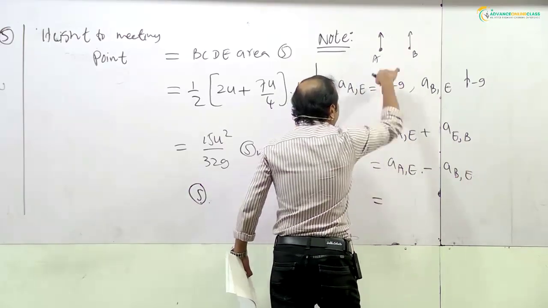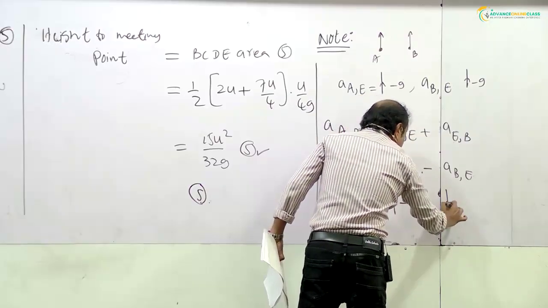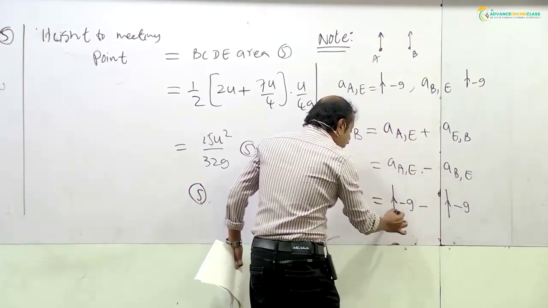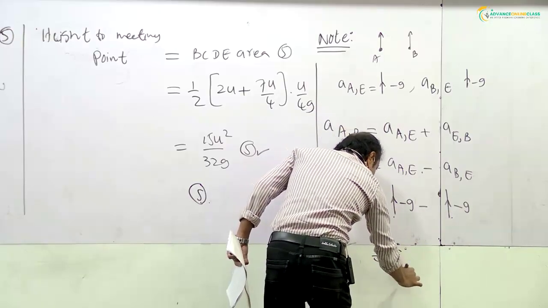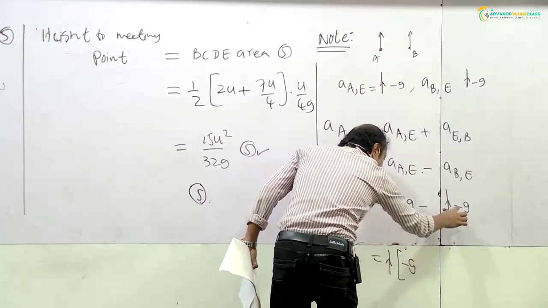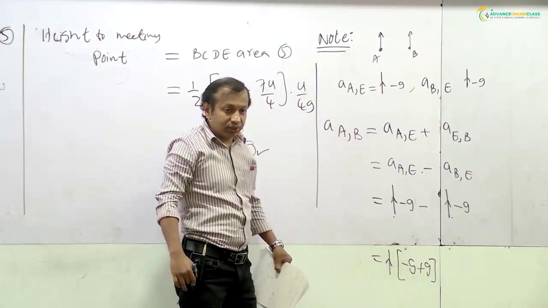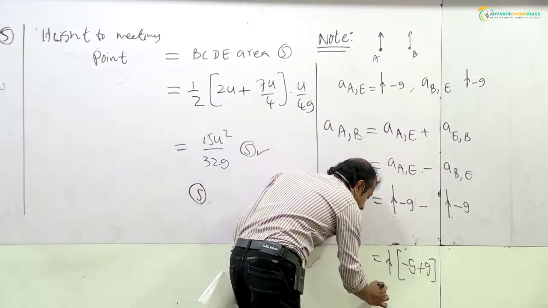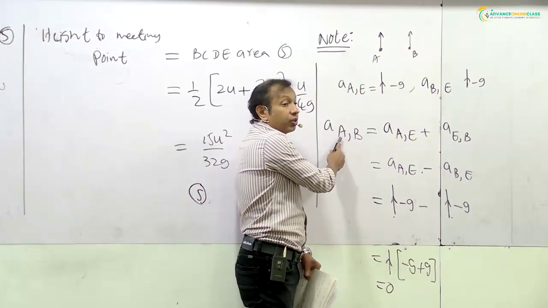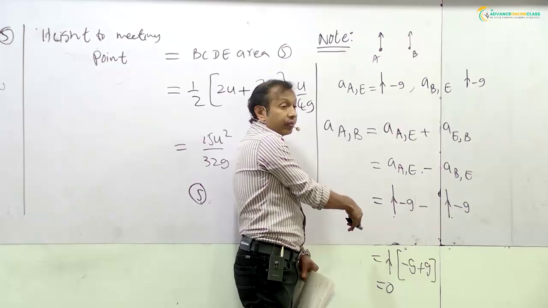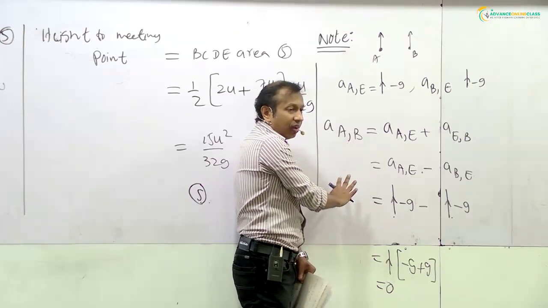A comma E here, upwards minus g, minus B comma E, upwards minus g. This arrow is common for both, I can take it out. Here we have minus g, minus minus g, minus g plus g, 0. What do you mean by this? Relative to B, the acceleration of A is 0. If we take it the other way also, we must get 0. No need to check it.